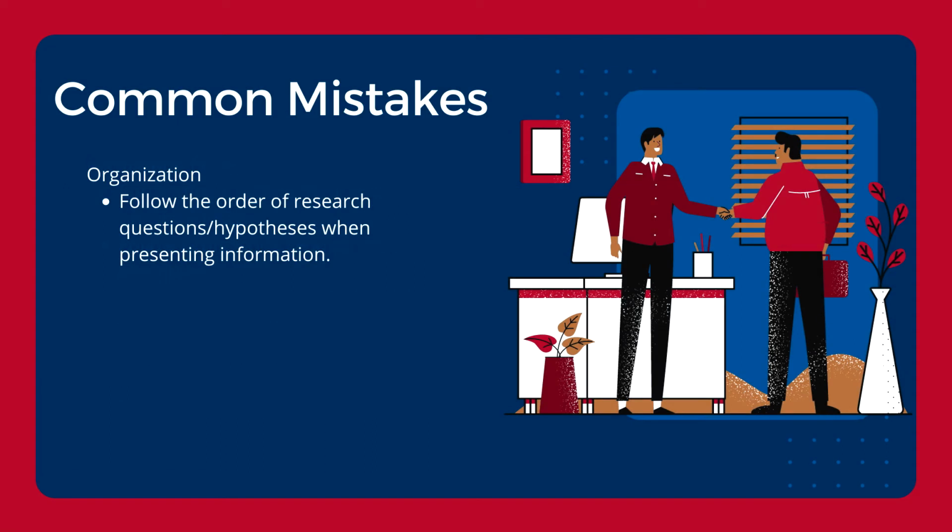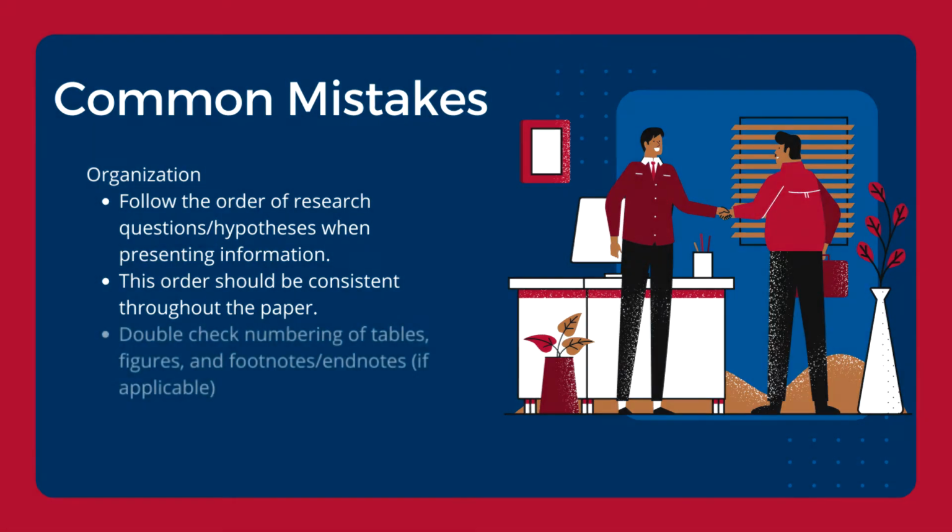2. Confusing or illogical organization. Present your results in the order in which your research questions, aims, or hypotheses were presented. Ensure that your tables and figures are numbered in the order in which they appear. This is simple to fix, but many students mislabel their tables or number them incorrectly.